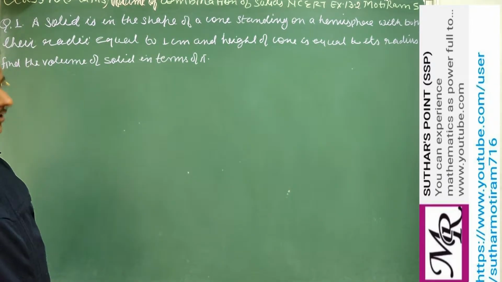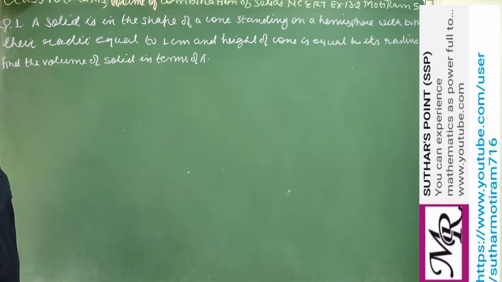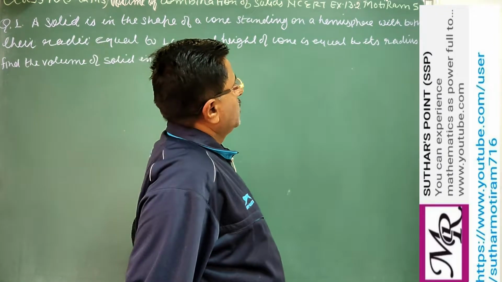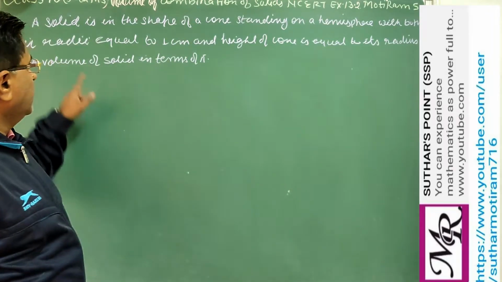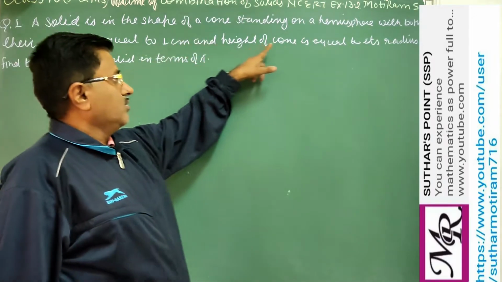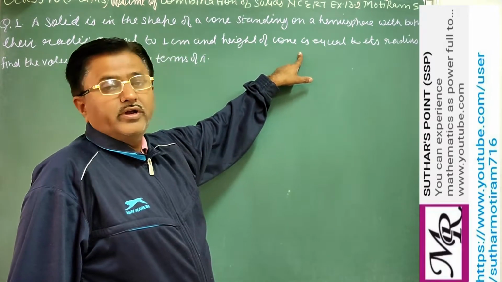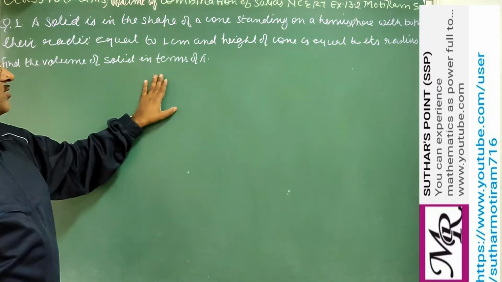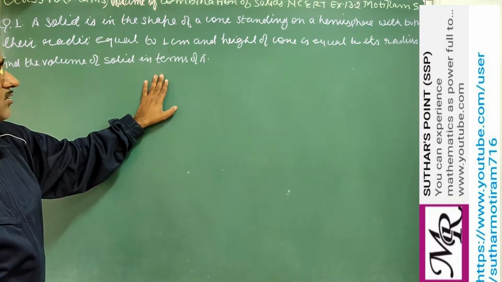Here, question number first. The statement of the question is: A solid is in the shape of a cone standing on a hemisphere with both their radii equal to 1 centimeter and height of the cone is equal to its radius. Then we have to find the volume of the solid in terms of pi.